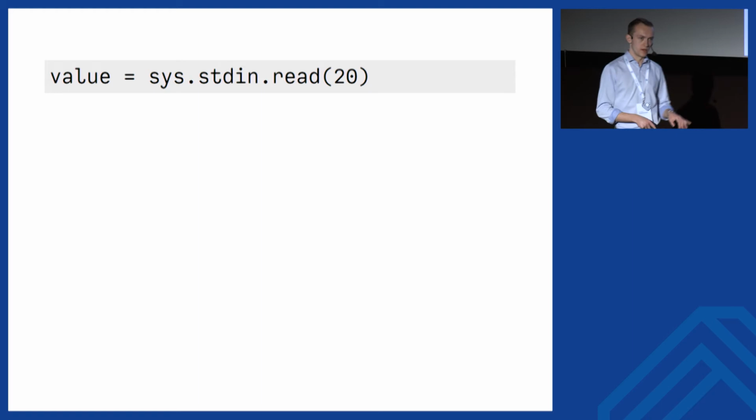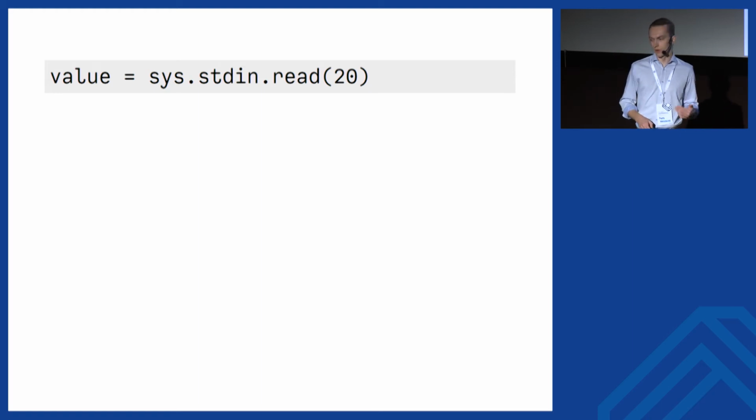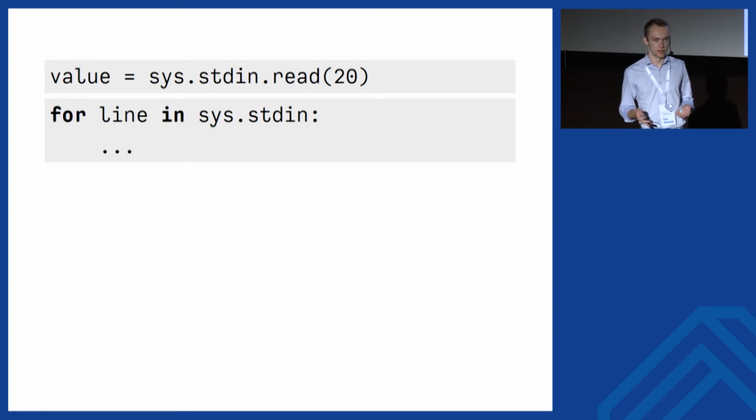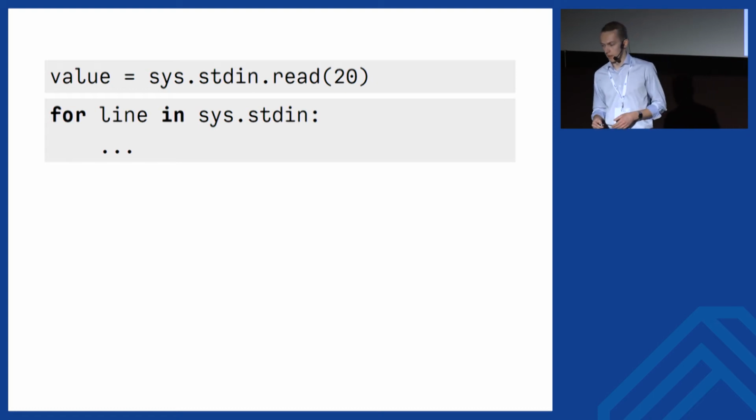You can go deeper and again use the sys module, where you can find the stdin object, which is the standard input, and you can read a certain number of bytes from it. And because it's basically a file, it behaves like a file. You can iterate over it. So, for instance, if you're piping a file into your script, you can iterate line by line.